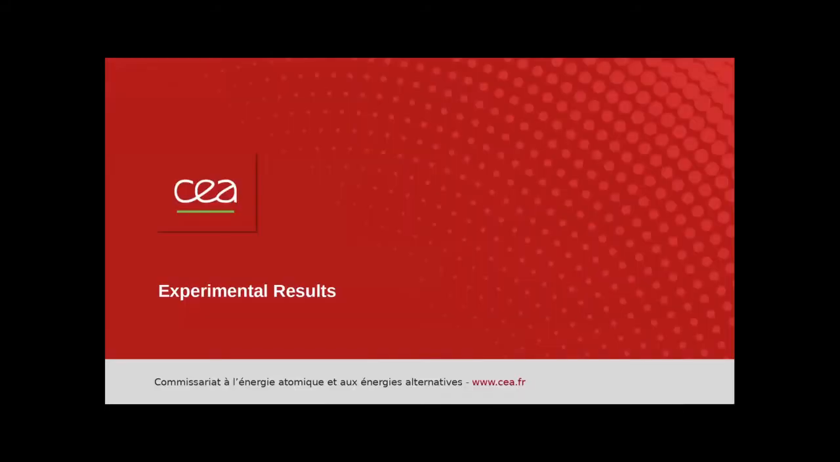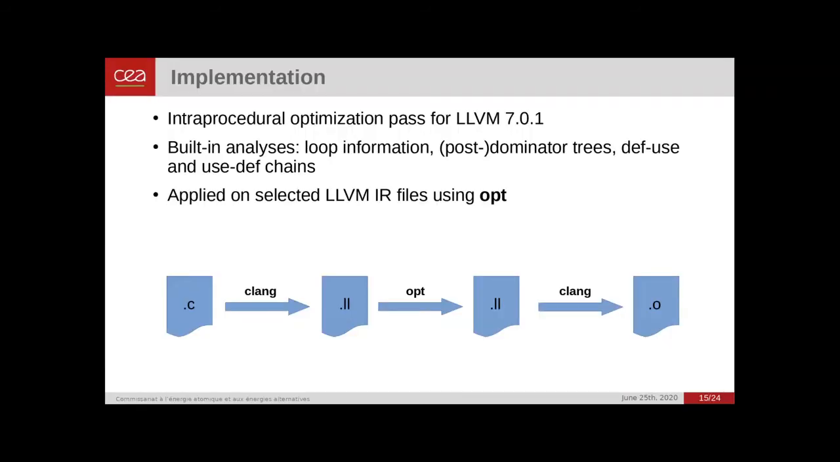So now let's move on to the evaluation of this method and the results we obtain. First of all, we have implemented this method as an intra-procedural pass for LLVM. It makes use of built-in analysis and information, and it is applied as a middle-end LLVM optimization pass using the opt tool. So it is applied at the middle-end level of the compilation chain.